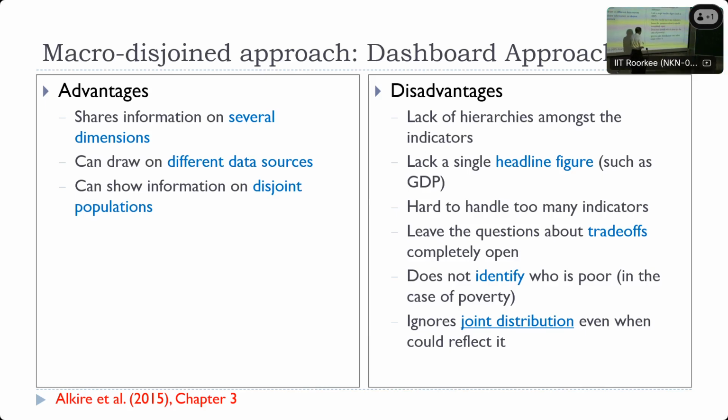And even when there is a need for looking at deprivations together, because it doesn't aggregate, there is no way of looking at multiple deprivations. You look at them separately, and that's all. You leave it there. So these are basically pros and cons of the dashboard approach, or the joint approach.